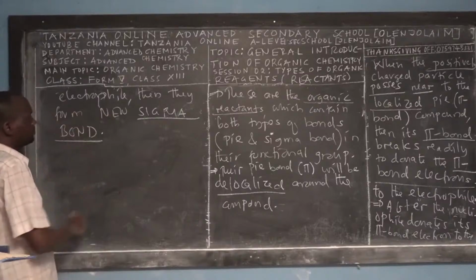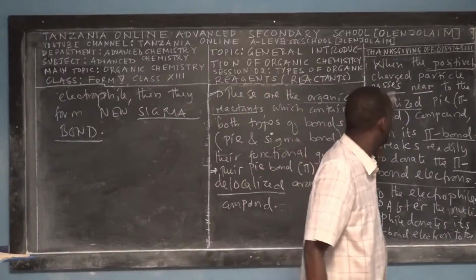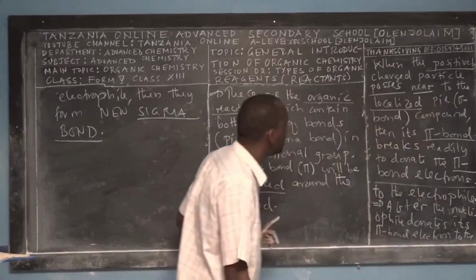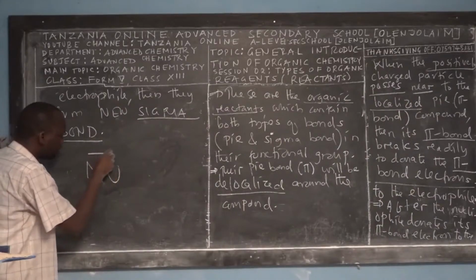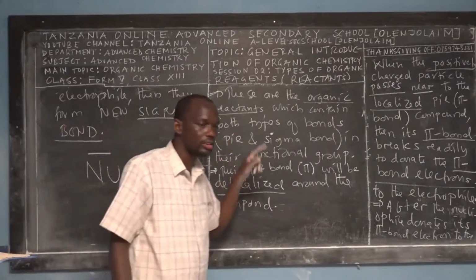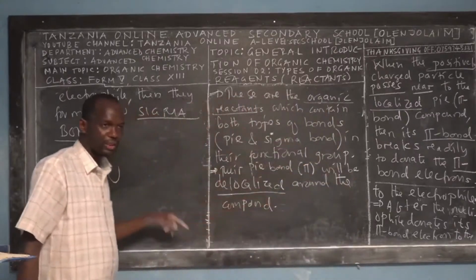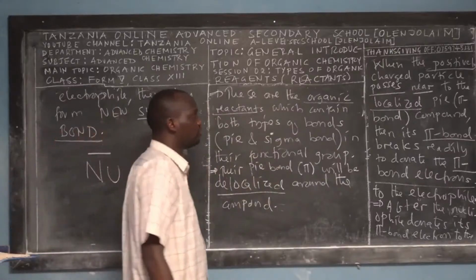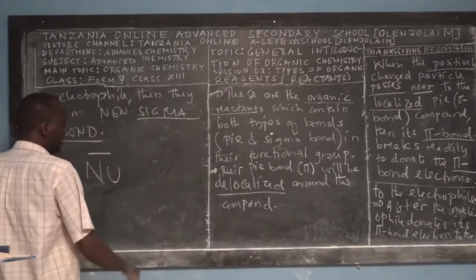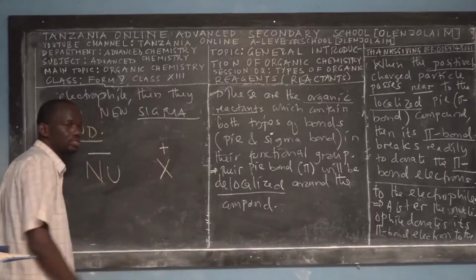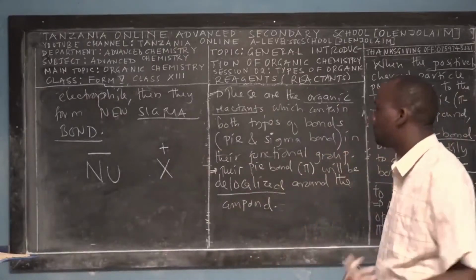Okay? So listen. When you compare pi bond and sigma bond, first of all, let me explain what happens when a positively charged particle passes. Suppose here we have a nucleophile. We say the nucleophile loves what? Nucleus, right? Nucleophile loves the nucleus of an atom, so it's rich with electrons. Now suppose we have a certain positively charged particle X, passing near to the localized pi bond.